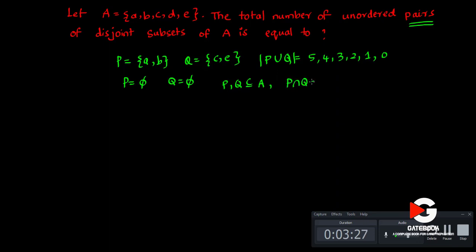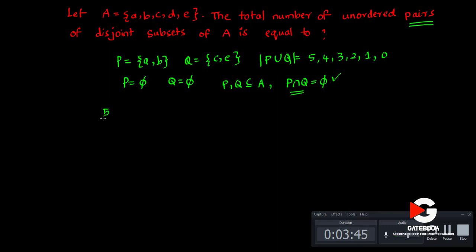Yes, P intersection Q is empty or not. We have to check because that is the definition of disjointness. Two sets are called disjoint if their intersection is empty. Alright, so that is also possible. Now let's begin with case number 1, where all the elements together is 5.